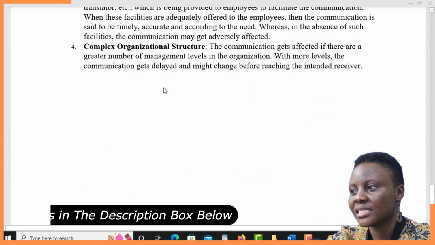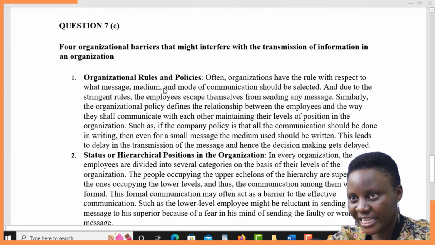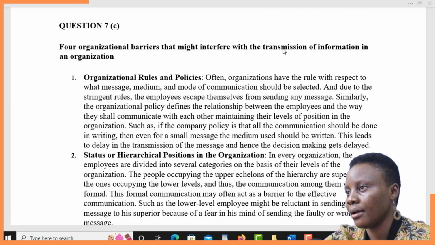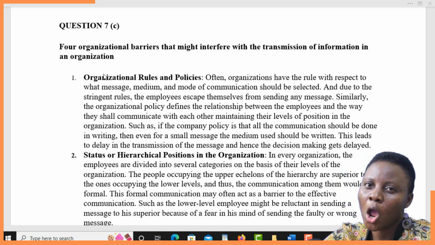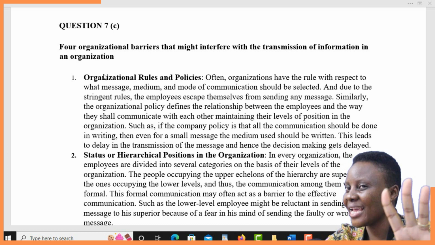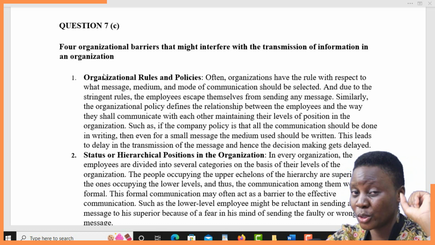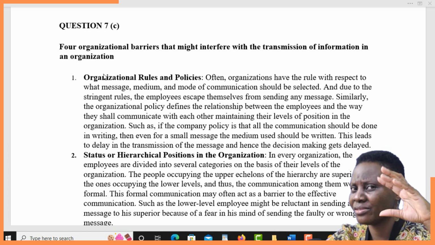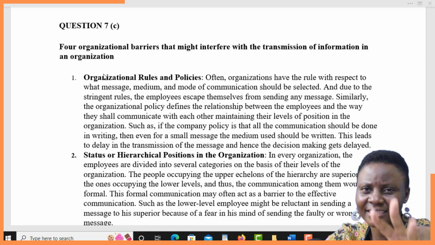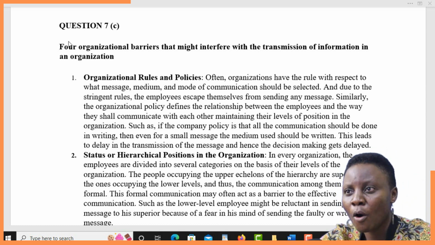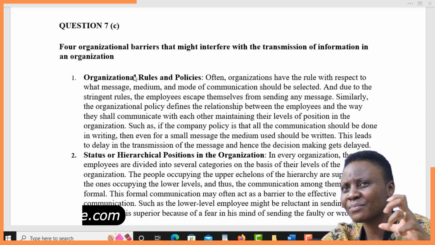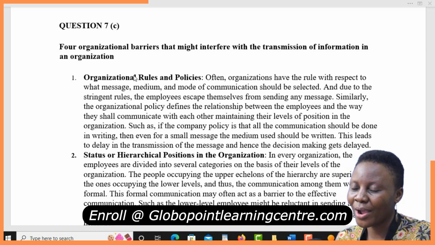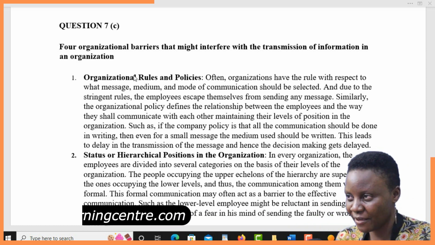And then you go to 7C, which is the last section of our question 7. It is looking for organizational barriers that might interfere with transmission of information in an organization. Remember, we've said communication barriers can be categorized in many categories: physical barriers, cultural barriers, semantic barriers. But now here, the question is looking for organizational barriers. These are the internal barriers that can make an organization not communicate effectively.